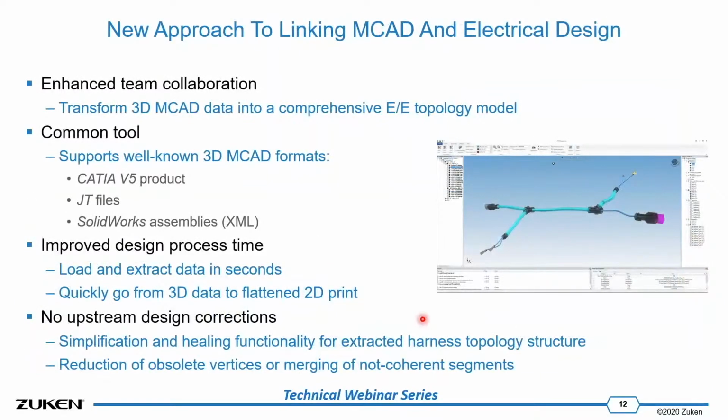So let's go into a little more detail on this new approach to linking your MCAD and schematic engineer. Again, this is going to enhance team collaboration, and it's all in one common tool. It supports well-known MCAD formats: CATIA, product files, JT files, XML, ASM, etc. Where you're going to see the improved design process is that you can quickly go from 3D data to a flattened 2D print. This is because the load and extraction time is very short and very quick. The capability of healing the information or the data within the tool also helps improve the design process time.